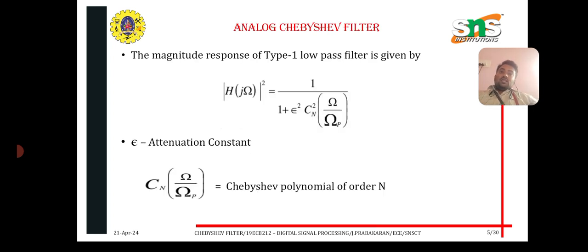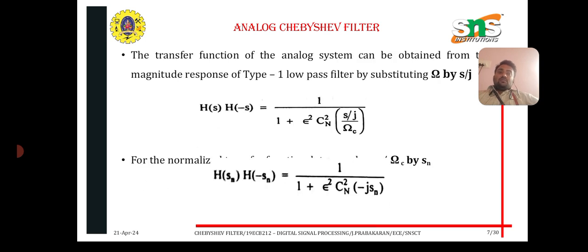The analog Chebyshev filter. The magnitude response of type 1 low pass filter is given by the squared magnitude of H of j omega equal to 1 divided by 1 plus epsilon squared Cn squared of omega divided by omega p, where epsilon is called the attenuation constant, and Cn of omega divided by omega p is the Chebyshev polynomial of order n.